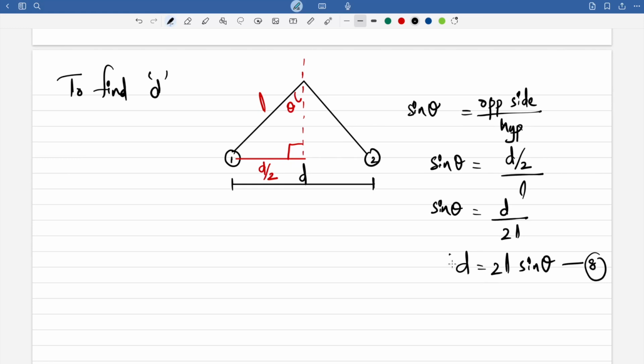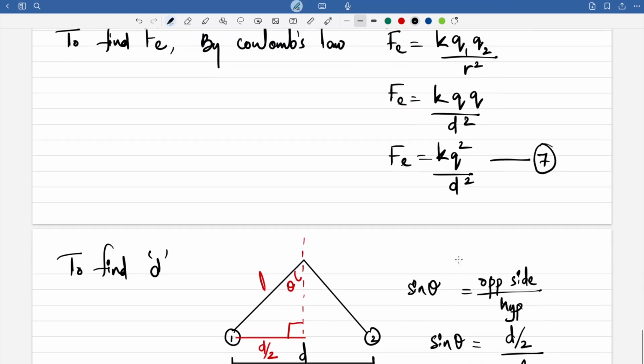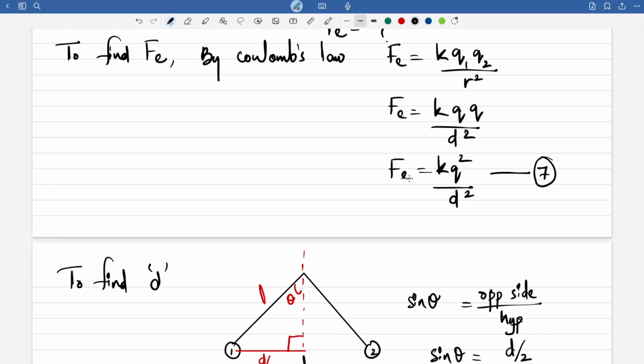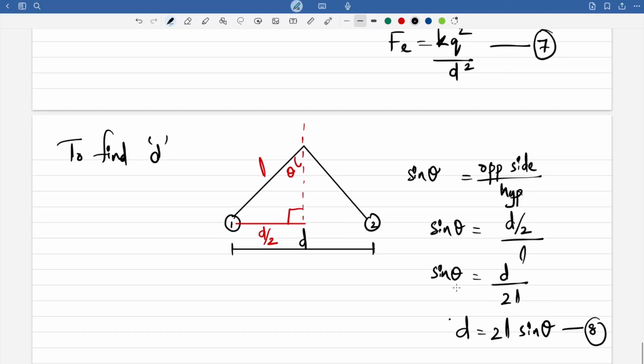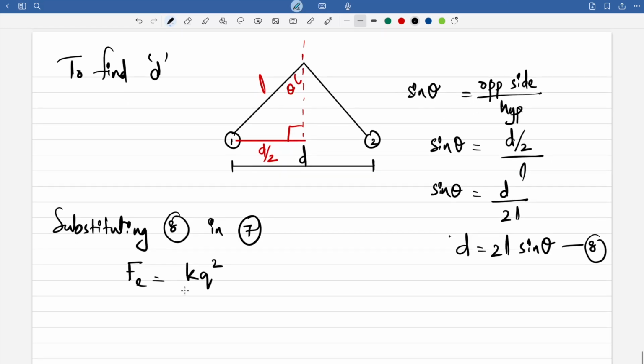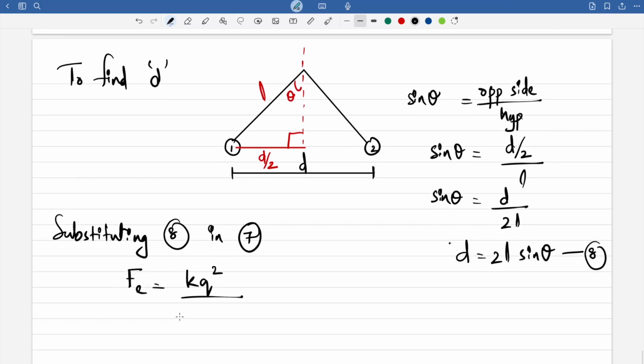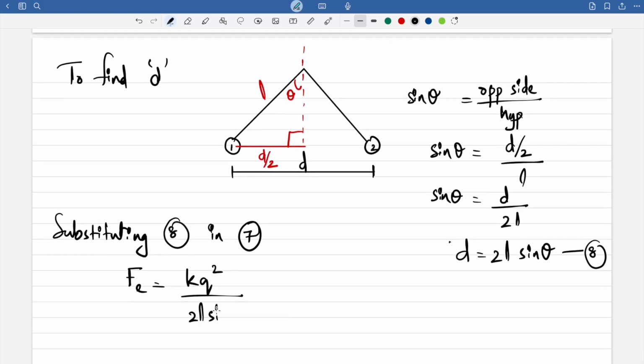So we calculated D to put in equation number 7, right? Because in equation number 7, we didn't have D. That's why we found D. Now we got D, so we are going to substitute equation number 8 in equation number 7. So Fe equals kq square over, what is D? D is 2L sine theta, right?